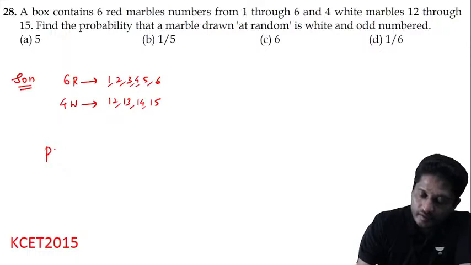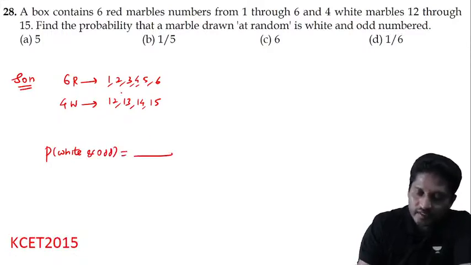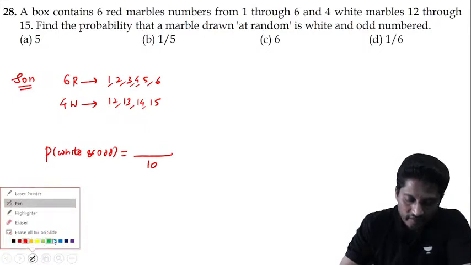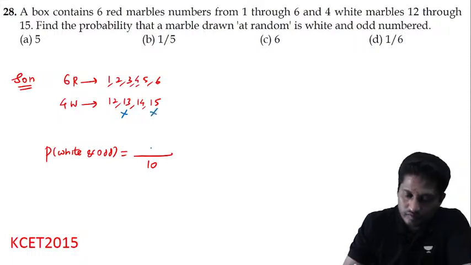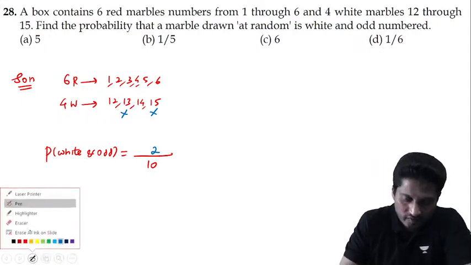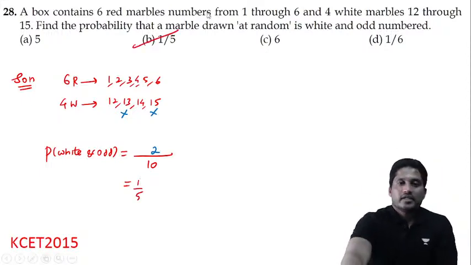Probability of drawing a marble which is white and odd numbered. Total how many are there? 6 plus 4, total 10. It should be white and it should be an odd numbered. Right? White and odd numbered is 2 only. 2 by 10 equal to 1 by 5. Answer is option B. Let's move to the next question.